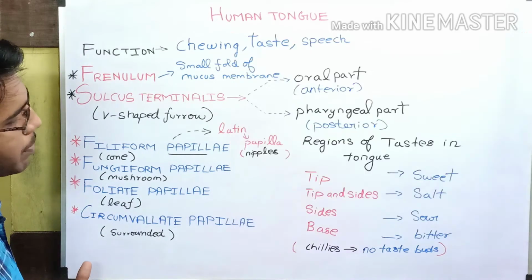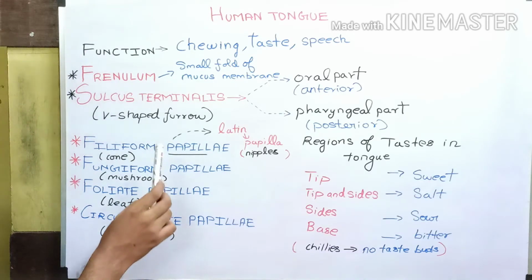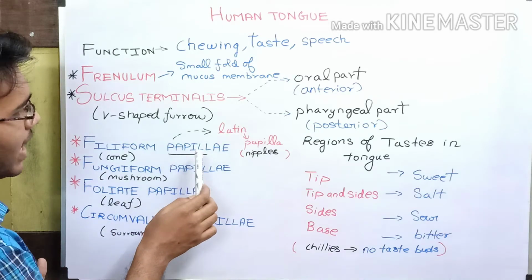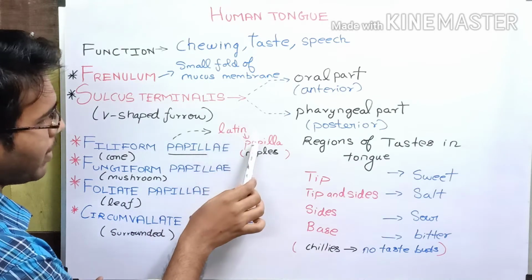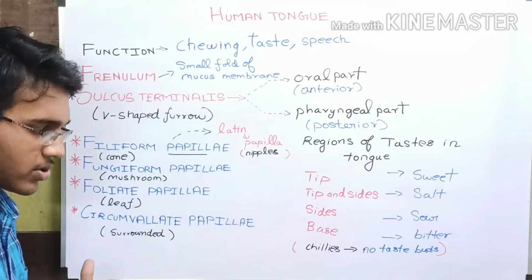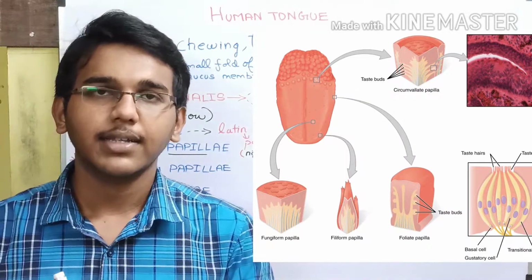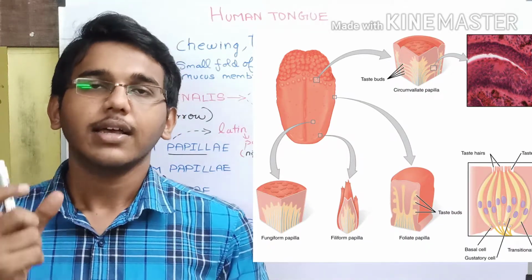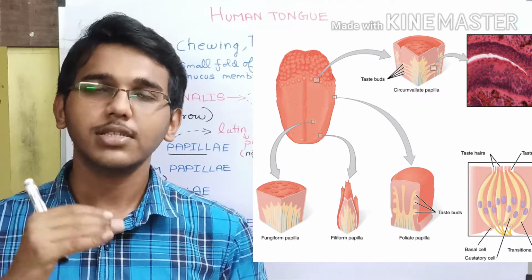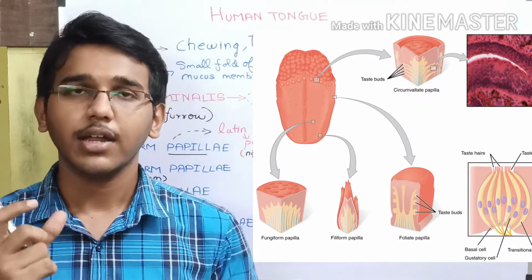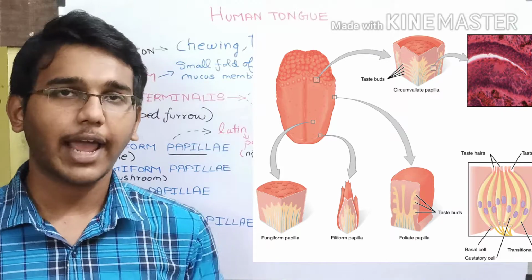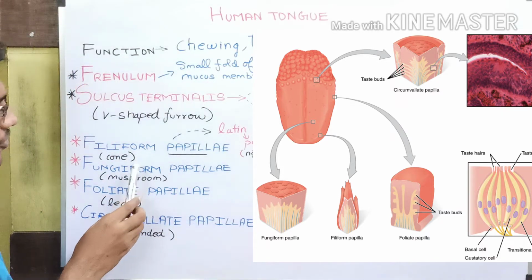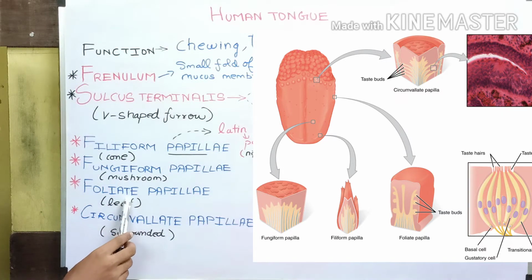Let us discuss the papillae present in the tongue. First of all, the word papilla is derived from the Latin word papilla, which means nipple. So the papillae are nothing but nipple-like protuberances present over the surface of the tongue. The papillae are of four types: the filiform papillae, the fungiform papillae, the foliate papillae, and finally the circumvallate papillae.